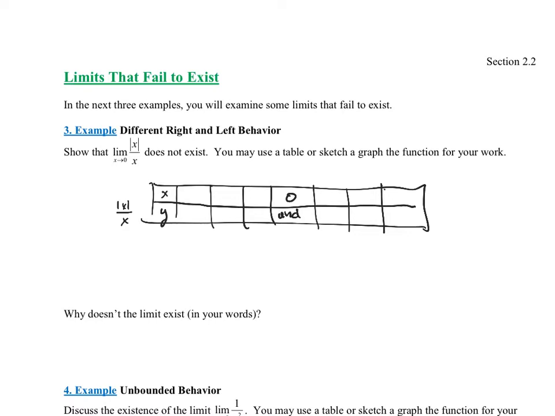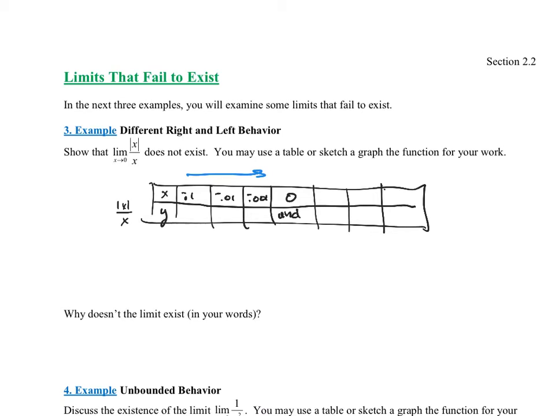We want to approach 0 from the left, so we want numbers that are getting closer and closer to the number 0. So I'm going to use the x value, how about 0.1, close to 0, but I need it to be negative because I need to be from the left. So about negative 0.1, negative 0.01, and negative 0.001. Notice I'm getting closer and closer to the number 0.